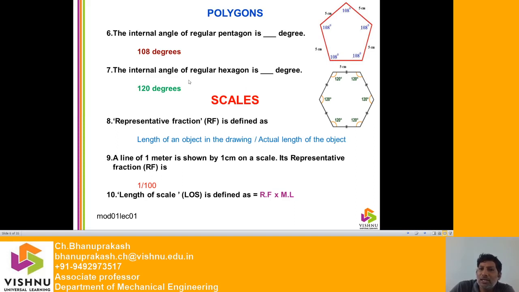Now the next one: what is the internal angle of a regular hexagon in terms of degrees? The included angle is 120 degrees. You may ask, sir, what is the excluding angle? That is 60 degrees.